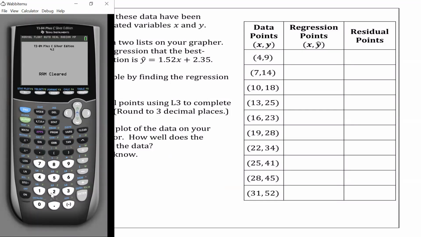Okay. They already gave us our y hat, but that's okay. That's not useful if I want the calculator to be able to do all the work for me. So if I want the calculator to do all the work for me, I have to put this data in and find the regression model for myself. All right. So I'm going to put in all my x values and all my y values. So I'm going to go to stat, edit, and I'm going to put in all this information.